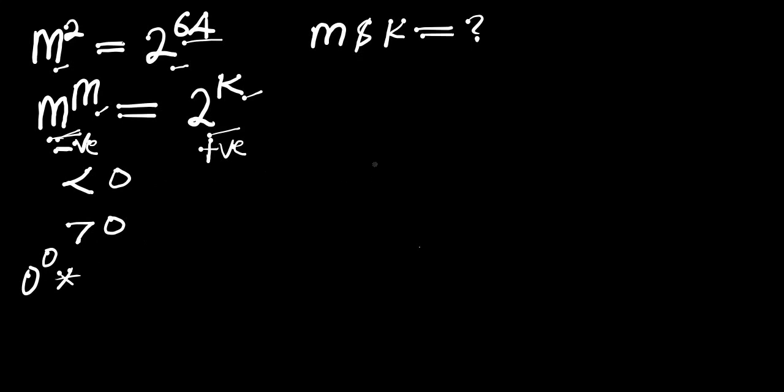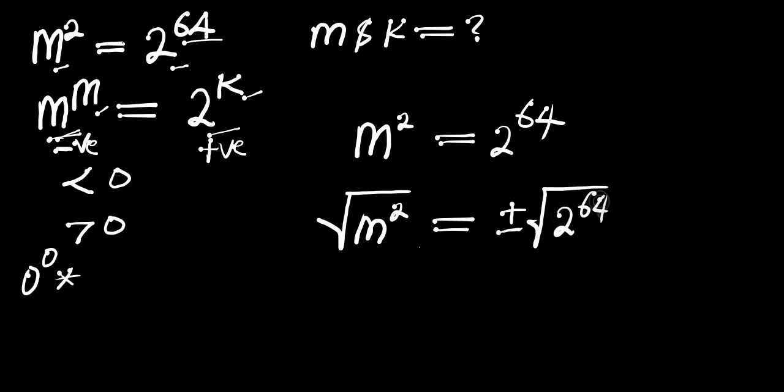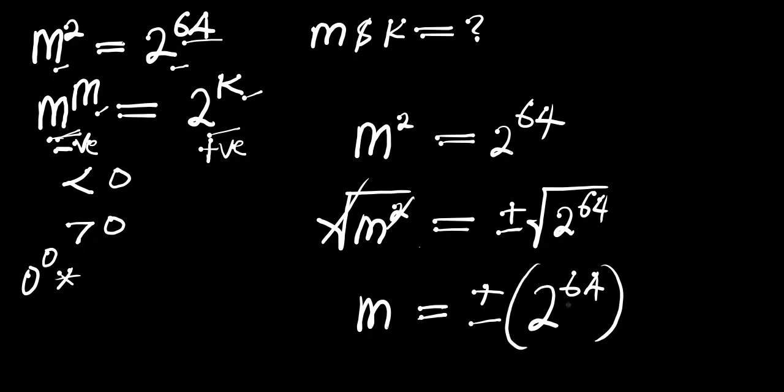Now let's get started. If you have m^2 = 2^64, in order to solve for m here, we can take the square root of both sides of this equation. So the square root here will eliminate the square. We have m equals plus or minus the square root of 2^64. We can rewrite it as (2^64)^(1/2).